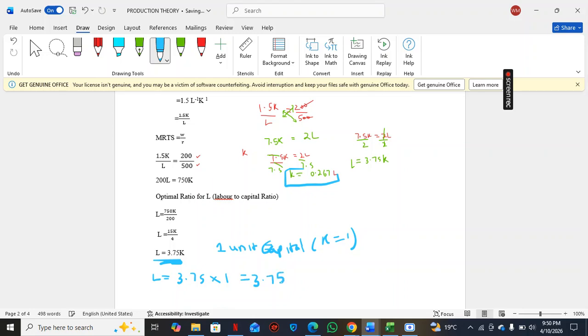Okay. So for each unit of capital, you need to trade off with 3.75 workers. Okay, colleagues? 1 unit of capital is equivalent to 3.75 workers for this firm. So if you want to bring in 1 unit of capital, you can get rid of 3.75 workers, which we can just round off to 4 workers. This is what this optimal ratio is telling us. This is the optimal ratio for labor. Now the optimal ratio for capital.